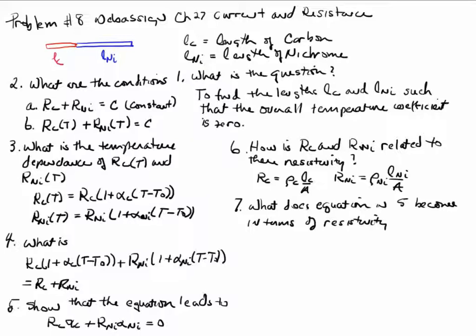What does equation 5 become in terms of resistivity? Pause the video and work it out. And of course, that's rho_C L_C over A alpha_C plus rho_Ni L_Ni over A alpha_Ni equals 0.